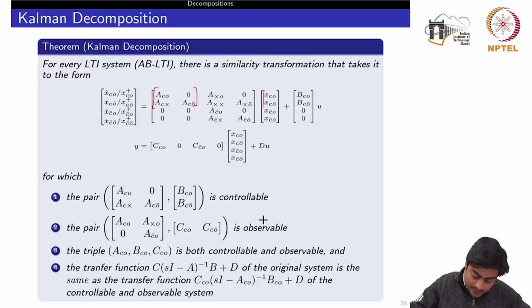The triplet ACO, BCO, CCO is both controllable and observable, and the transfer function which we obtain using the Laplace transform of the original system is the same as that of the system formed using this controllable and observable part. Right, this is the most important result, because we will use this result in the last topic of this week, which is the minimal realization, to set up the relationship between controllability, observability, and at the same time the minimal realization. Okay.